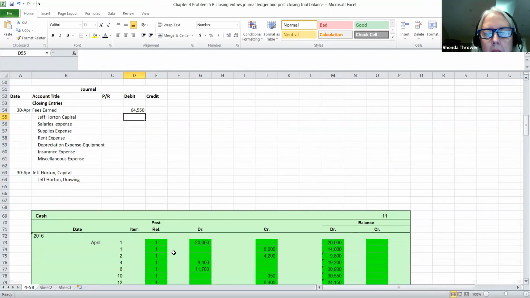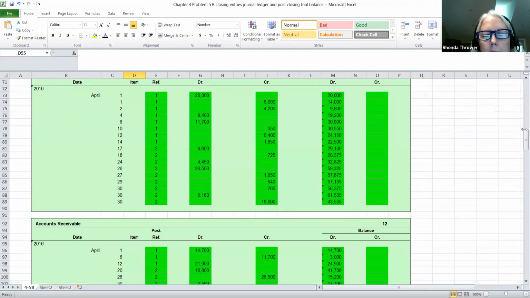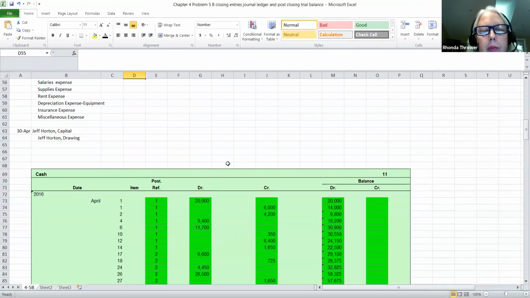Right here's my formal ledger. I guess I should have told you that that was a ledger, but you're going to see that I've got the cash account there and accounts receivable. This is my ledger here. So I'm just going to type in ledger here so you'll know that that's what this is. This is my ledger that I've got below.